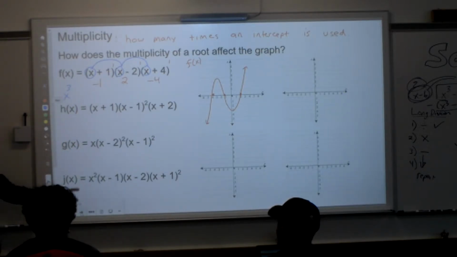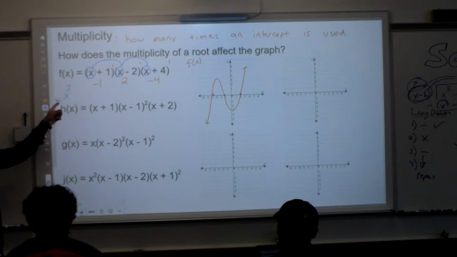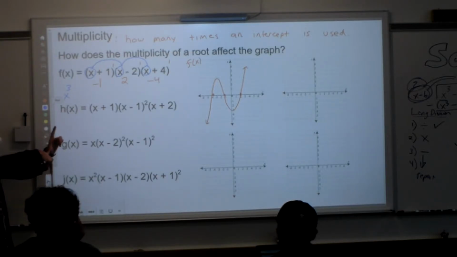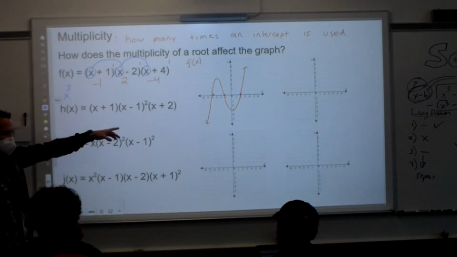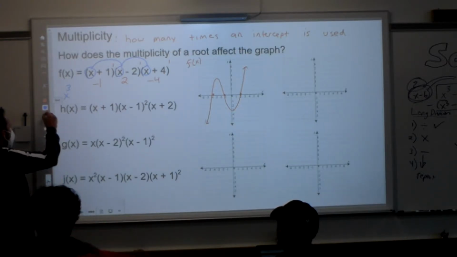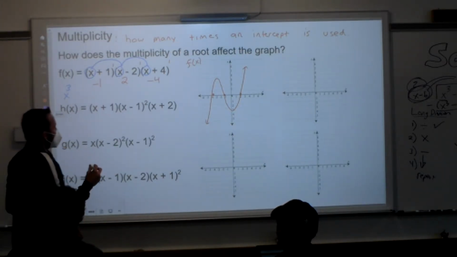Show me with your hands. What does x cubed look like? No, like the graph. There we go. When it's like this, it's our S curve, right? Is that what it looks like here? Yeah.